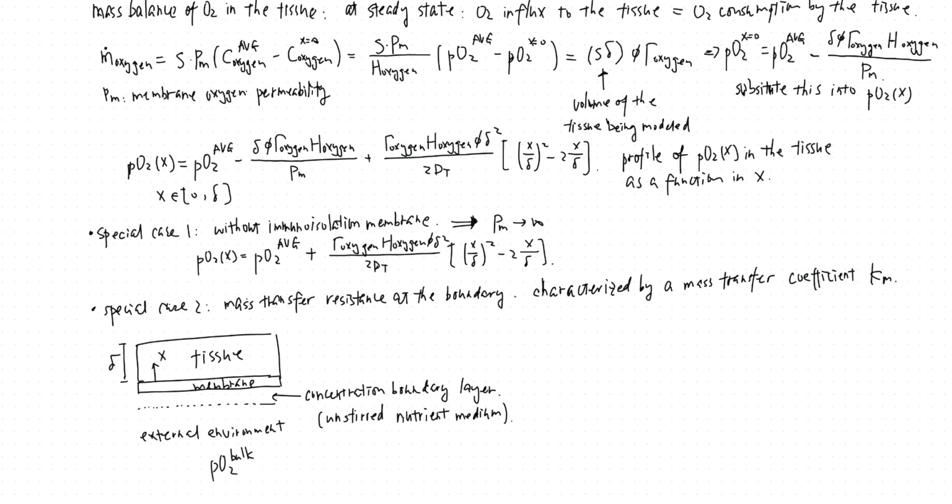So the flux would be proportional to Km multiplied by the concentration difference. That means if you have the surface of the membrane versus the bulk, then the flux would be Km multiplied by this concentration difference. If you forgot about this, make sure you go back to the early lectures and review the corresponding materials.